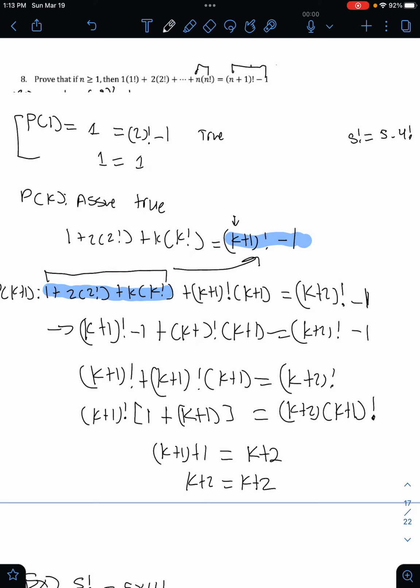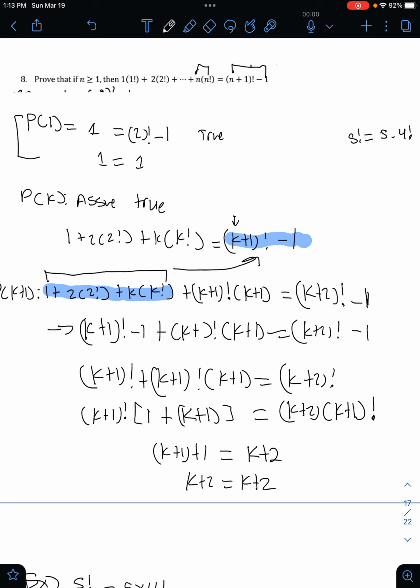Okay, so we're going to be proving that when n is greater than 1, these two equations hold true. First off, we need to establish our premise. We're going to use P(1), because that's the lowest one we can use, and it's the most simple. P(1) is equal to 1, and if we plug it into both equations, we get that it's true.